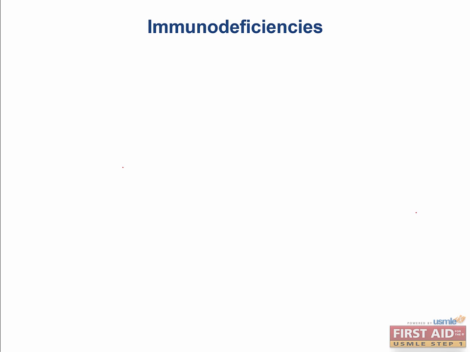All right, now it's time to discuss immunodeficiencies. And these are very high yield for Step 1. Because of that fact, we want to get your mind into test mode. We're going to do that by playing a game, okay?